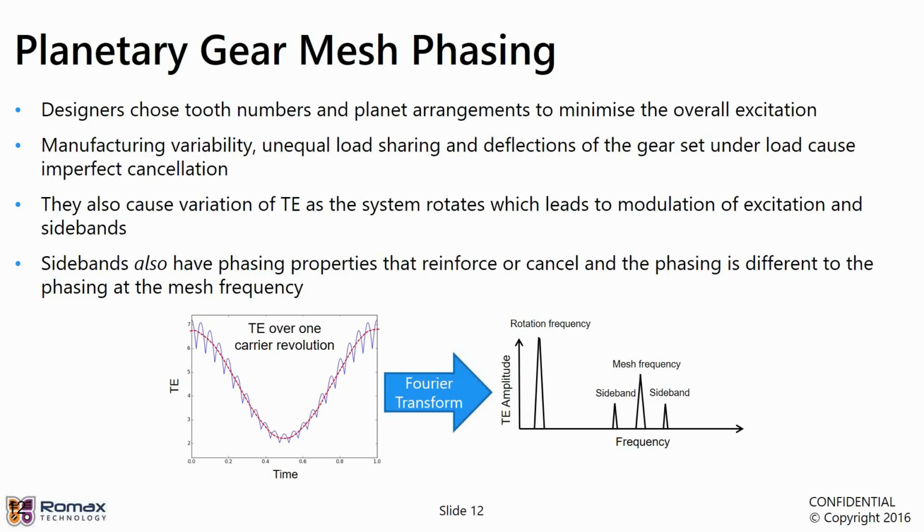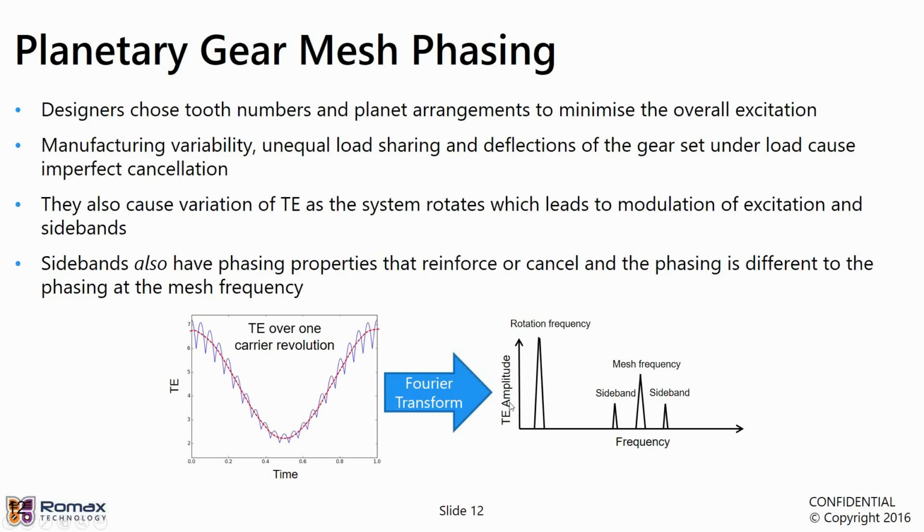So why are they called sidebands? Well, if we take the signal and Fourier transform it, we'll find there's a component at the once per revolution frequency that you can see here, this rotation frequency, a large component. You can see it's dominating that graph. We're not interested in that from a noise point of view.